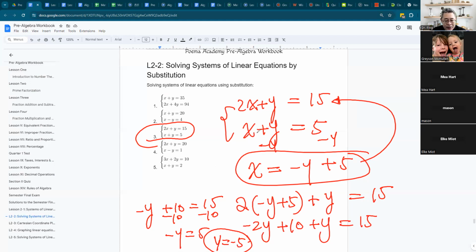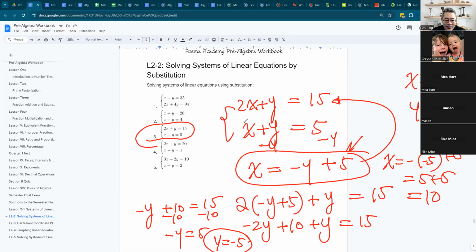Got x equals negative y plus 5. Then I plug in on the top: 2 times (negative y plus 5) plus y, 2 times negative y is negative 2y, plus 10, plus y, minus 10, so y is negative 5. Okay, and then we can plug into here: x is minus y, which is negative negative 5, plus 5. Then we got 5 plus 5 is 10. So we got x is 10, y is negative 5.